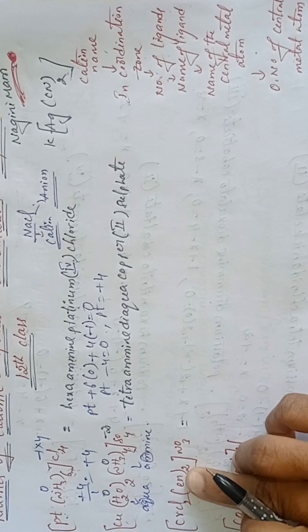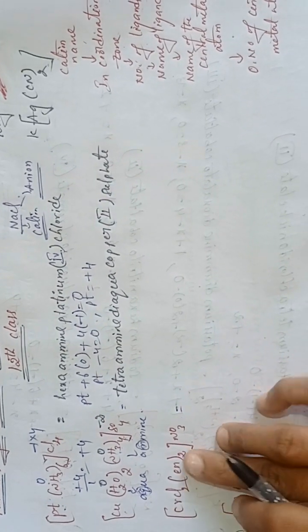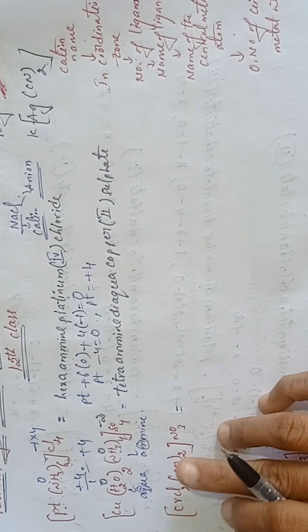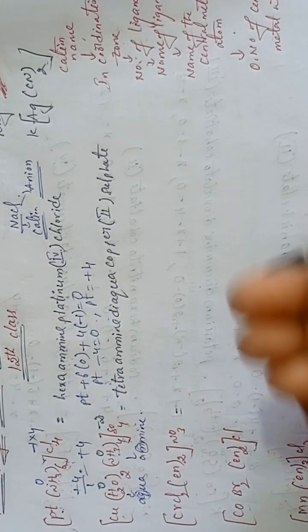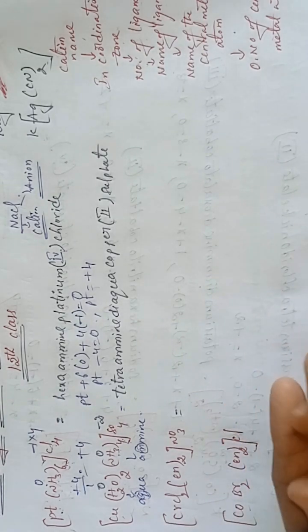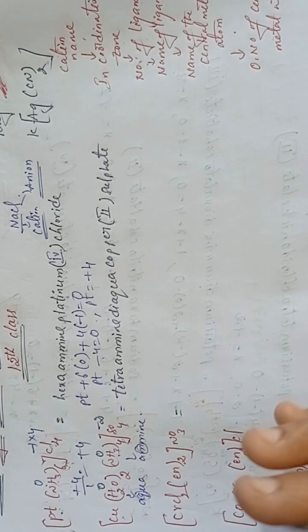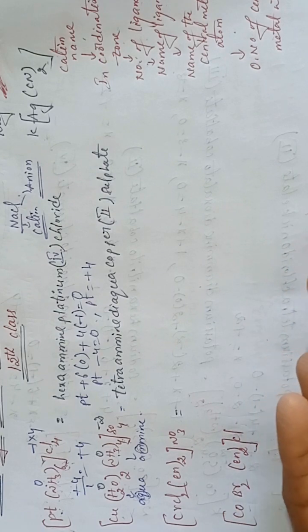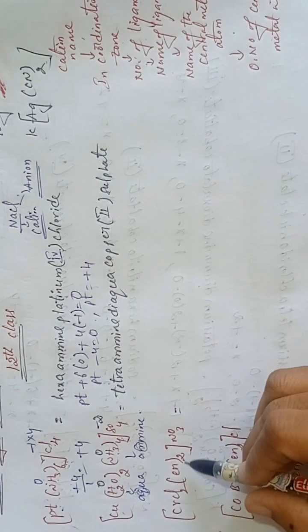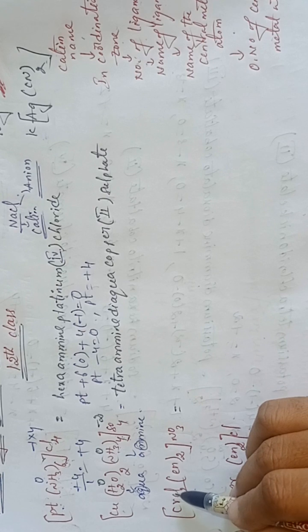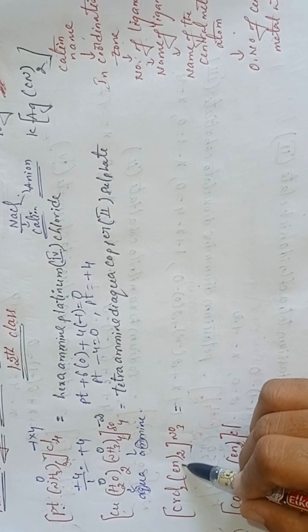This is en. En is nothing but a neutral ligand, ethane-1,2-diamine. I already explained this in the rules. Now some ligands have the prefixes di, tri, and next tetra. If some ligands already have these prefixes in their names, you have to use the other prefixes: bis, tris, tetrakis, etc. So instead of 2 we have to use bis. This is chlorido. This is ethane-1,2-diamine.